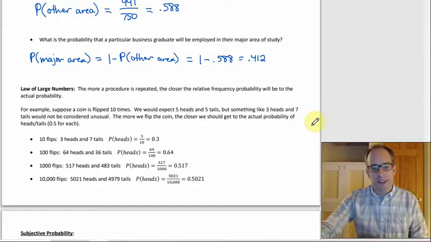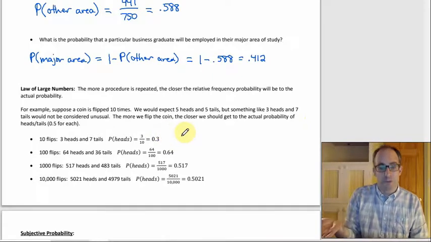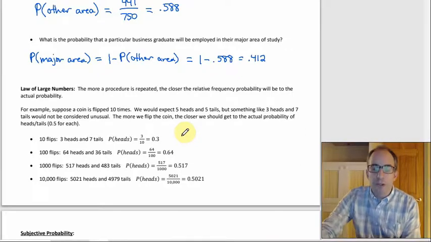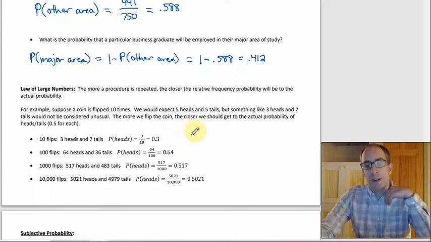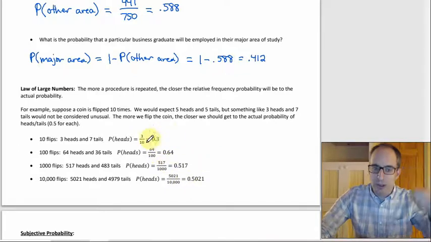But 3 out of 10, that's not going to be a very good estimate, right? Because at least here we know what we're supposed to get, right? It's flipping a coin, we're supposed to get 0.5, right? We're supposed to get half and half. But the more that we flip the coin, the better the estimate's going to be. So look at what's happening here. This is supposed to illustrate that as we go from 10 flips to 100 to 1,000 to 10,000. So with 10 flips, we had 3 heads.